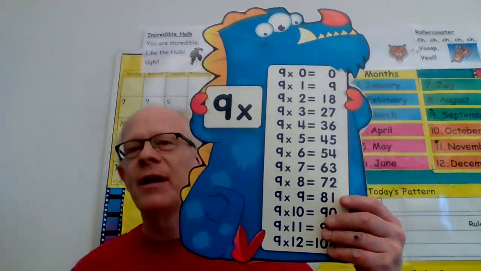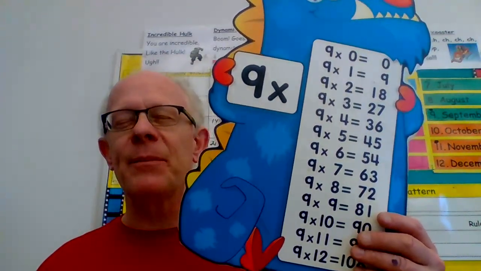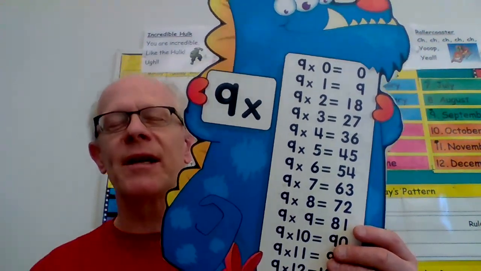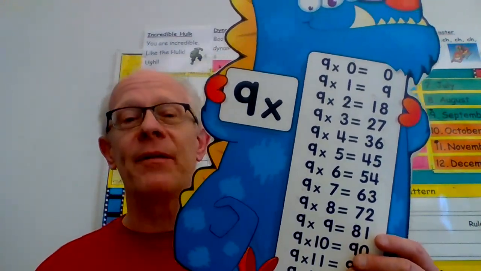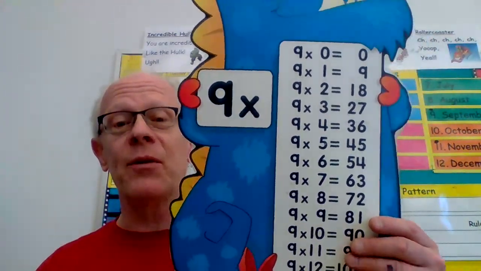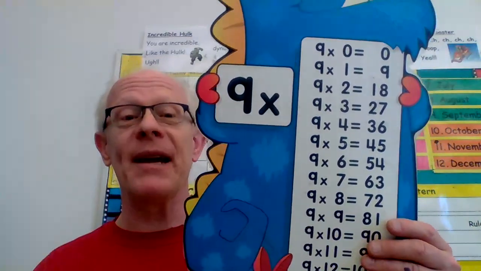So say to yourself, 9 times 1, 9. 9 times 2, 18. 9 times 3, 27. 9 times 4, 36. 9 times 5, 45. Just like that. See, I memorized them. When I was a little kid like you, I memorized them. So now they're inside my head.